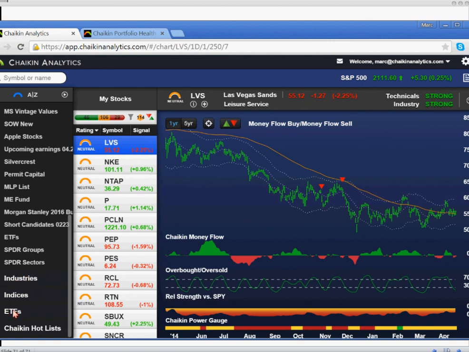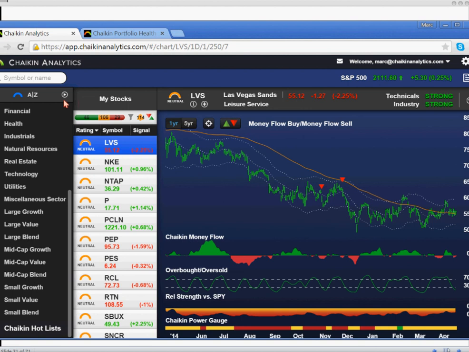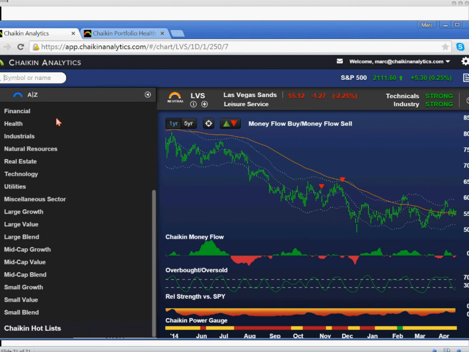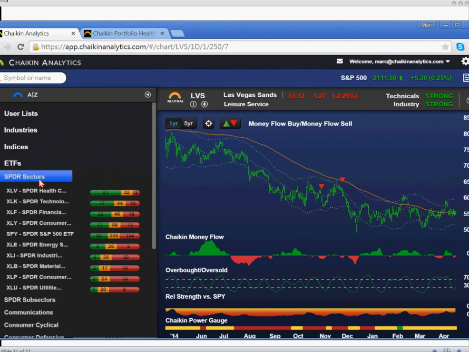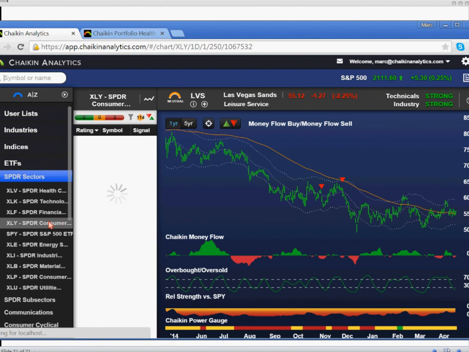You go to the ETFs and you look at the select spider sectors. So here's the S&P right in the middle. Healthcare, technology, financial, and consumer discretionary are above. Utilities, consumer staples, materials, industrial, and energy are below. I want to focus my longs above only if the chart looks good, and consumer discretionary still looks pretty good.